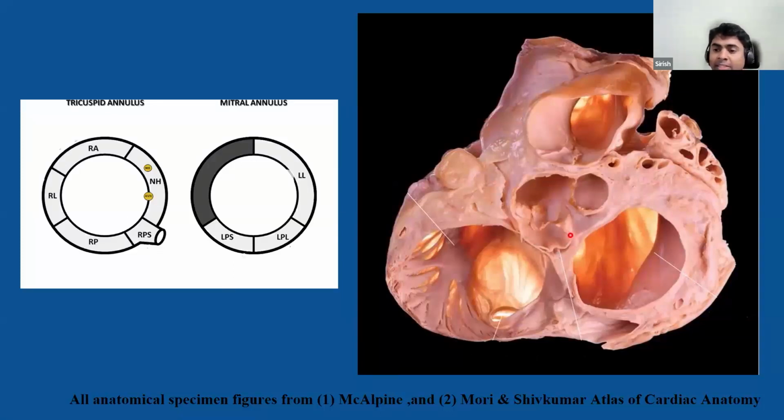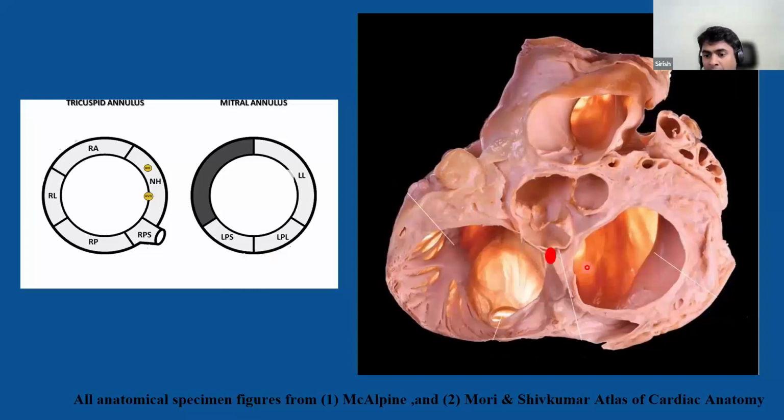All the specimen photographs in this presentation are taken from these two excellent resources. One is McAlpine's Atlas and the other is the recent modification and update done by Dr. Moria and Shivakumar. Both of these are excellent resources. The dissections in these atlases have been done from the perspective of an interventional cardiologist or electrophysiologist. So these are very good resources which every interventional cardiologist and electrophysiologist has to go through or have as a standby.